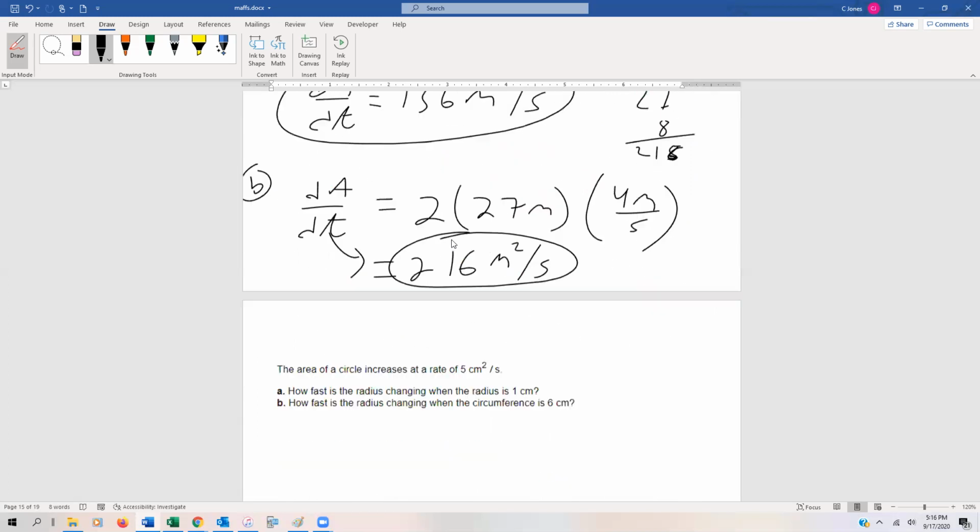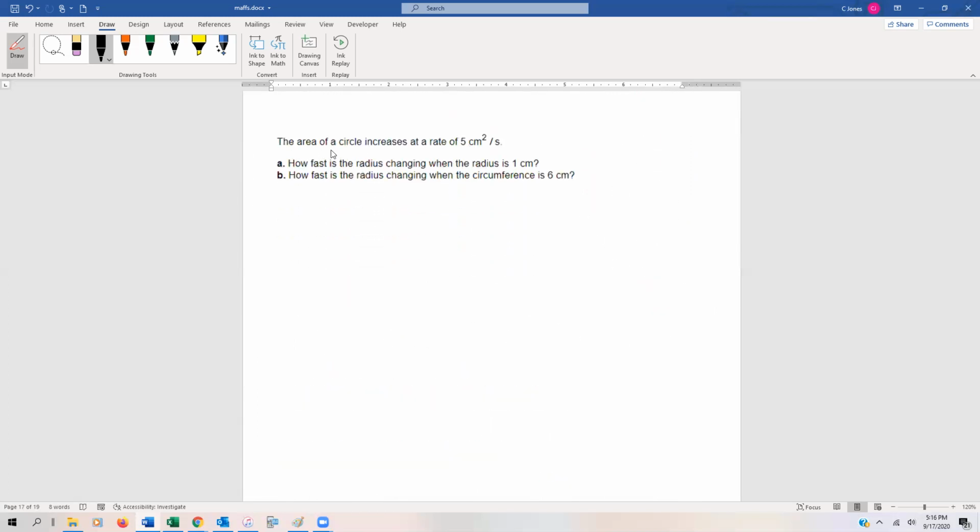Now, another elementary example. The area of a circle increases at a rate of 5 centimeters squared per second. So we want to know how fast the radius is changing when the radius is 1 centimeter. And how fast is the radius changing when the circumference is 6 centimeters? So we need our two formulas.